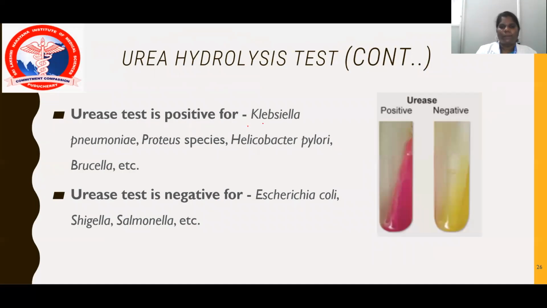So the classical example: Klebsiella will be positive and Escherichia coli will be negative. These are the classical examples for the urea test, Klebsiella positive, Escherichia coli negative.